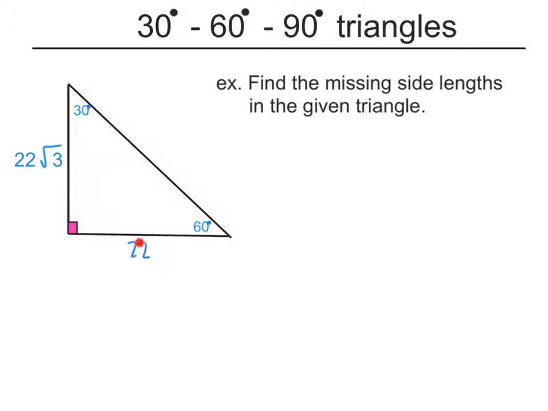I see it. From the 22, I multiply and get the root 3, or from the 22 root 3, I divide to get the 22. And if this is 22, that's half of the full side, remember? So now that makes my hypotenuse 44. I told you this one wasn't so bad.